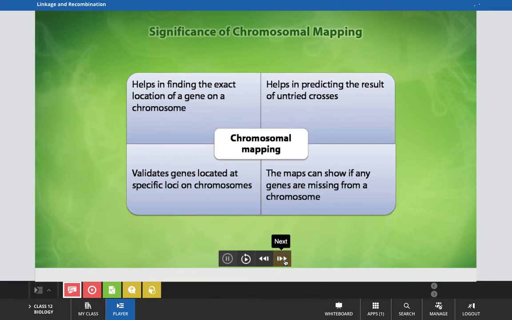And in that chromosomal mapping, when we understand the significance of chromosomal mapping, there are four areas where we can apply it. First of all, it helps in predicting the result of untried crosses. Second, it helps in finding the exact location of a gene on a chromosome during genetic discovery. Well, it also validates genes located at specific loci on chromosomes, and the maps can show if any genes are missing from a chromosome.